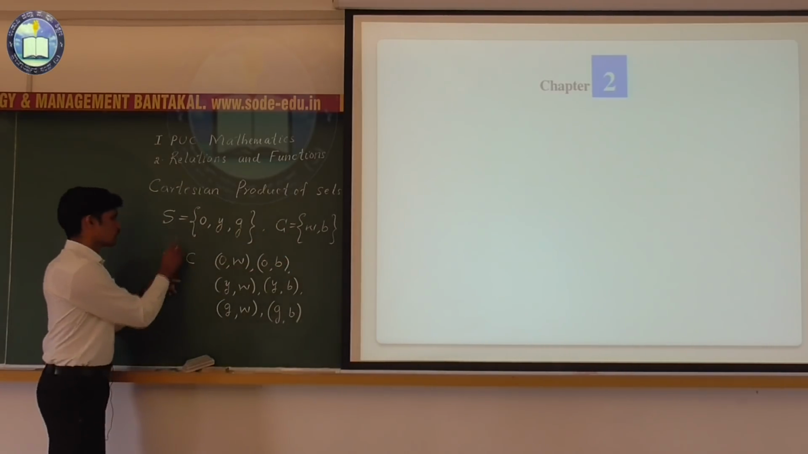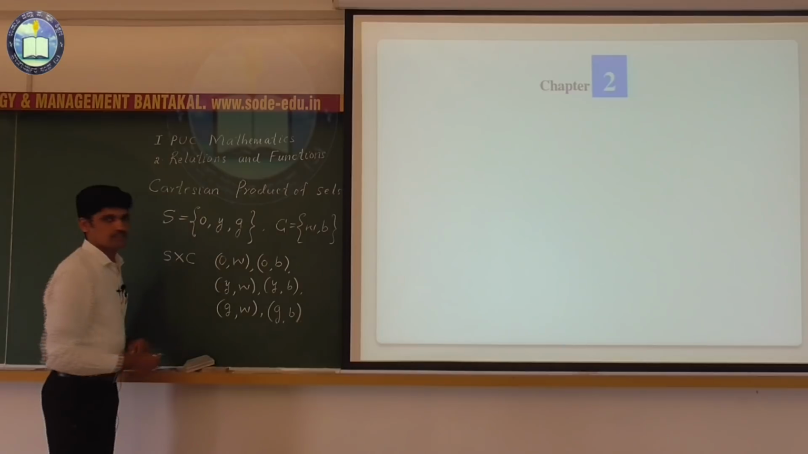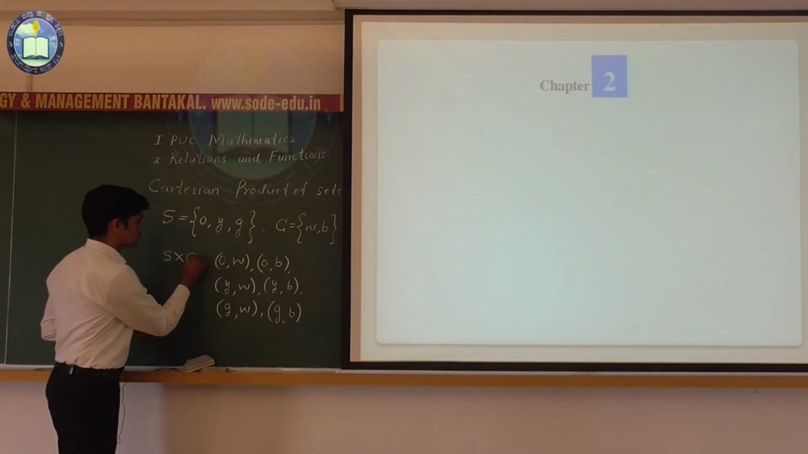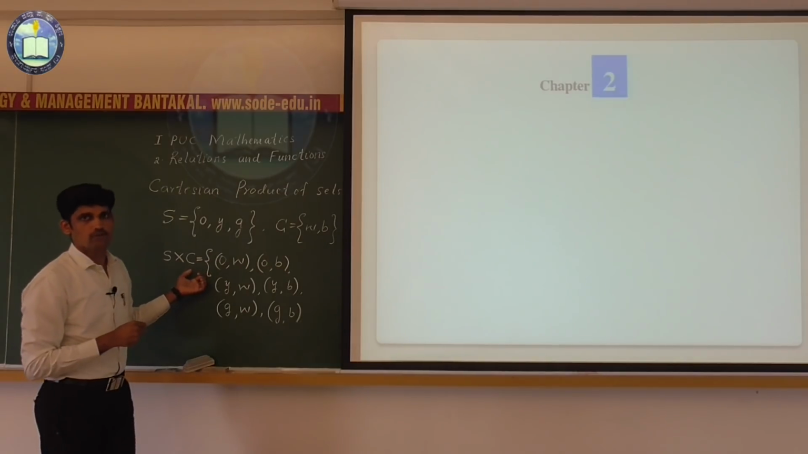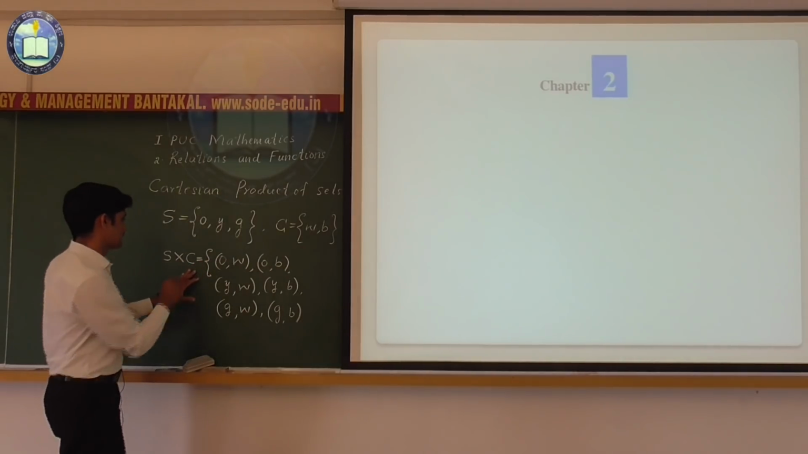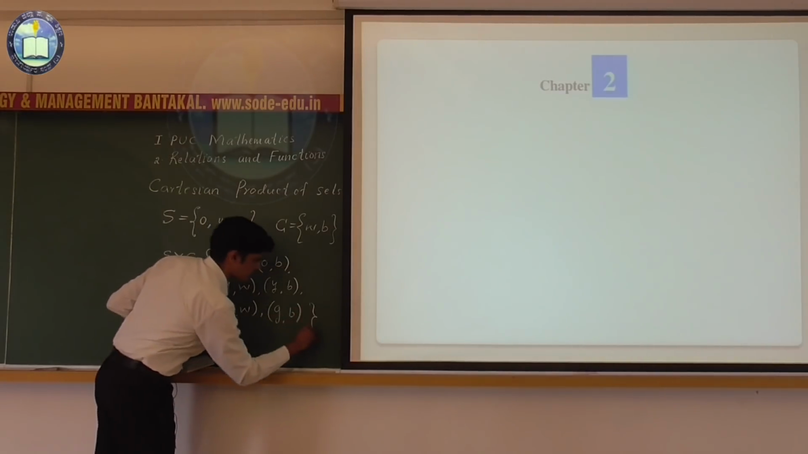That is the cross product of these two sets, S cross C. We call it as S cross C. S cross C is the collection of all these ordered pairs. So it is a collection, well-defined collection of elements, which is also called a set. So S cross C is equal to the collection of these ordered pairs.